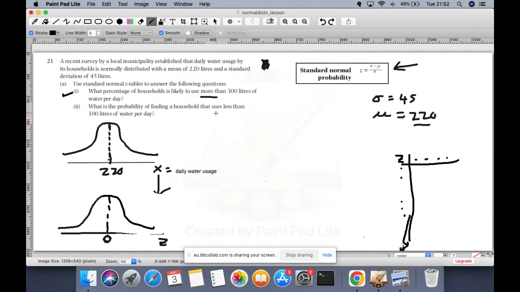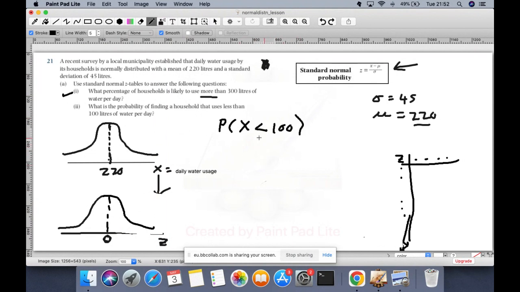It says, what is the probability of finding a household that uses less than 100 liters of water per day? Now remember, X is the daily water usage. So we're asking, what is the probability of X being less than 100? That's what we need to solve.